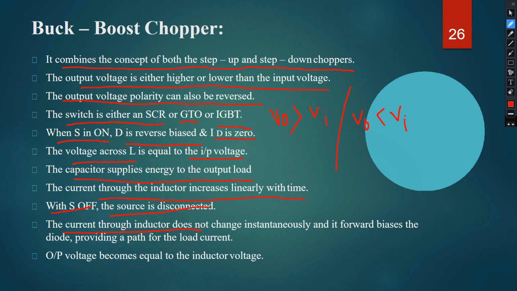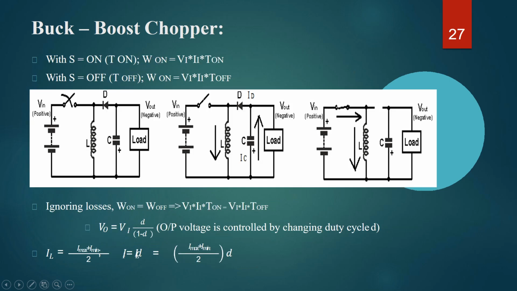The current through the inductor does not change instantaneously, and it forward biases the diode, providing a path for the load current, and the output voltage becomes equal to the inductor voltage. So let us study the circuit.